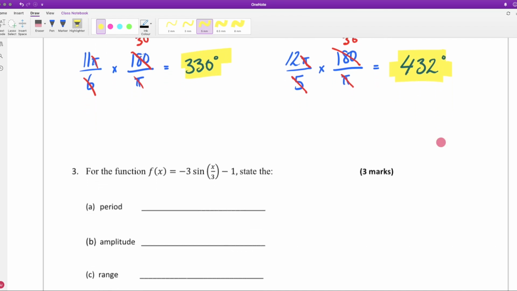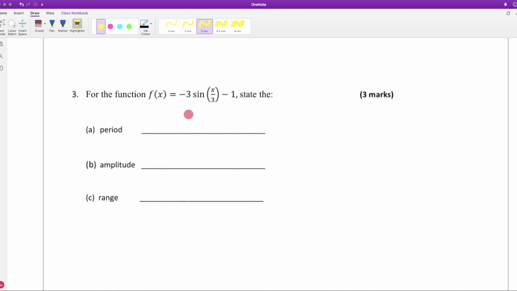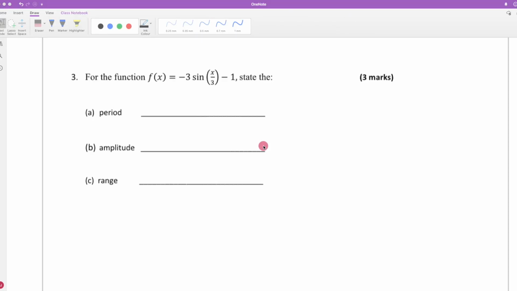Could you now try question 3 for yourselves? Pause it here and try your best. So how did you go with question 3? Well, let's now try it together.